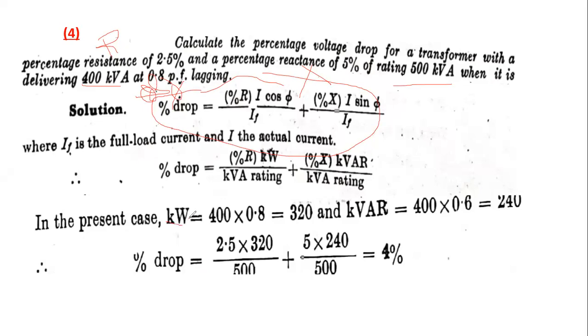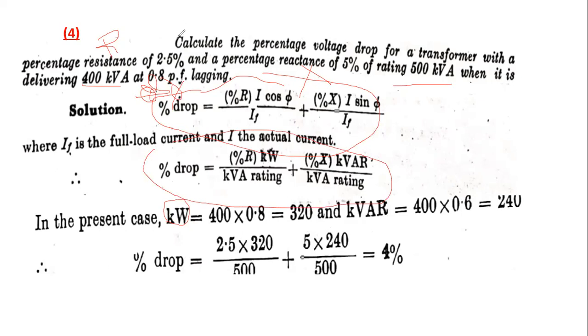Therefore, we obtain kW, that is 400 into the power factor, which is 0.8. Then we obtain kW. After that we calculate kVAR. kVAR is equal to 400 into 0.6, where 0.6 is sin phi. That is, kVA into sin phi for kVAR and kVA into cos phi for kW. Then we substitute. We use this formula for calculating the voltage regulation.